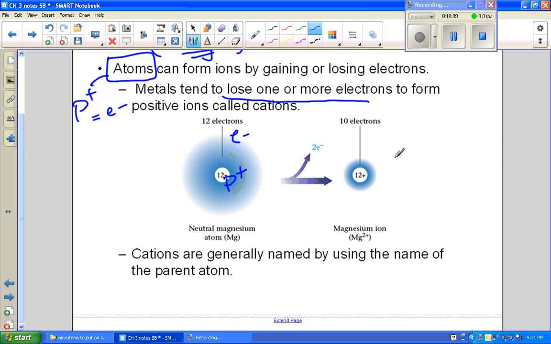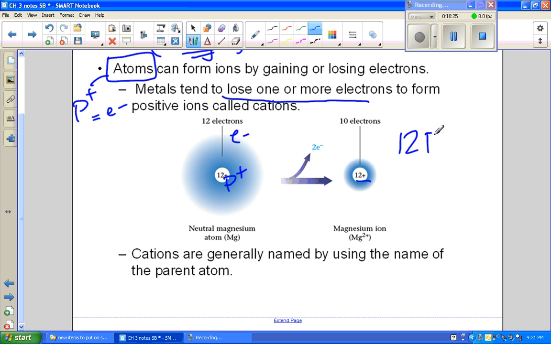Now, magnesium wants to lose 2 electrons to become stable. So how it does this, the nucleus cannot change. If that changes, I no longer have magnesium. So I still have my 12 protons here, but now I have 10 electrons.